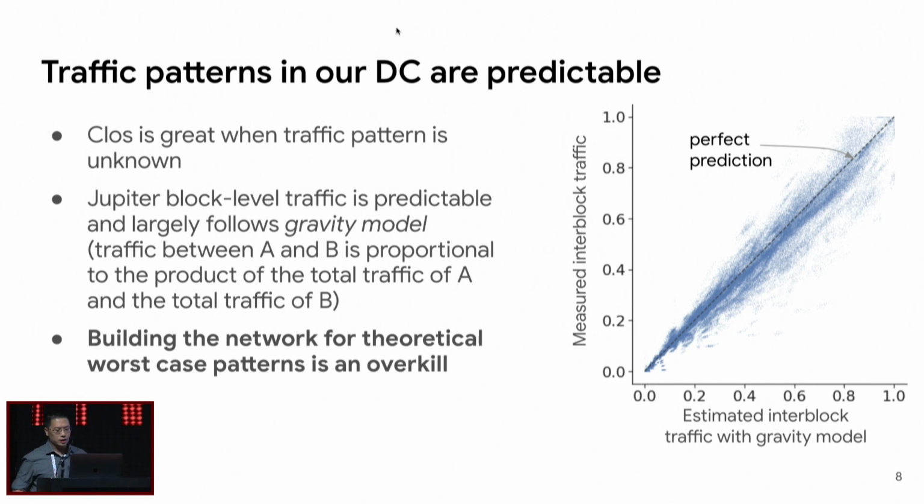Now, to make no mistake, data center traffic is bursty and unpredictable at a small time scale. And that would be something we specifically need to handle in our traffic engineering design, and you'll hear more about it later. But data center traffic does exhibit large-scale structures that persist over time. Therefore, we believe building the network for the theoretical worst case would be an overkill.